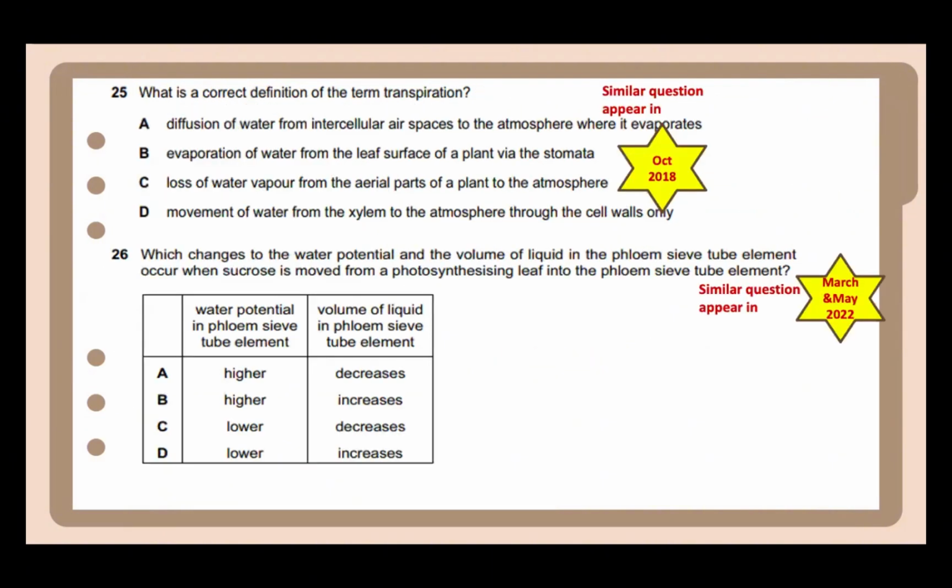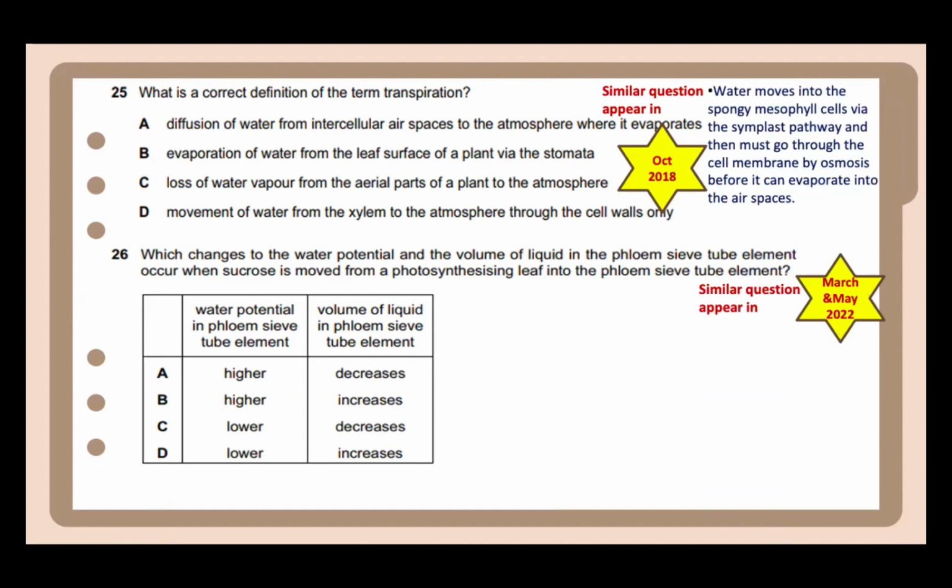Question number 25 is also a similar question which already appeared in October 2018. What is the correct definition of the term transpiration? The answer will be loss of water vapor from the aerial parts of a plant to the atmosphere. It's also correct when the water moves into the spongy mesophyll cells via the simplest pathway and then must go through the cell membrane by osmosis before it can evaporate into the air spaces.